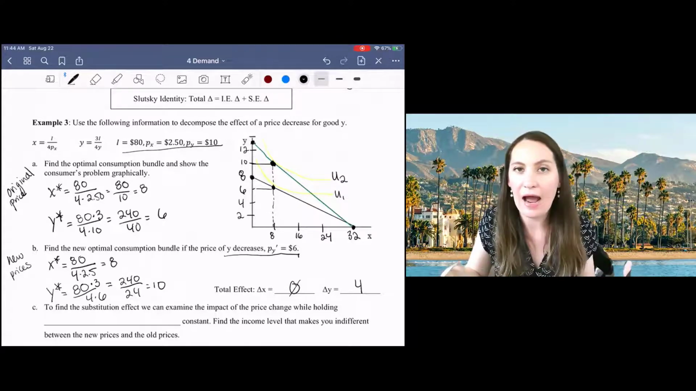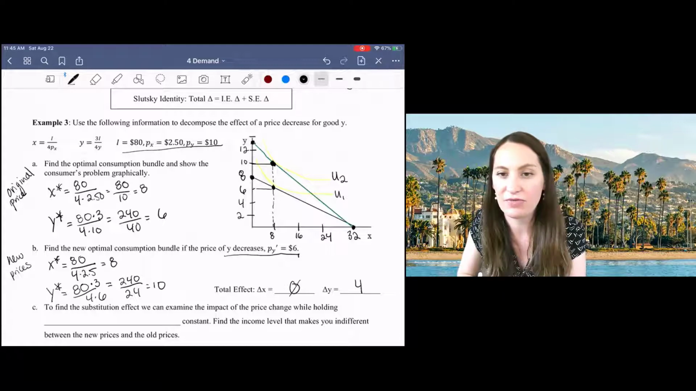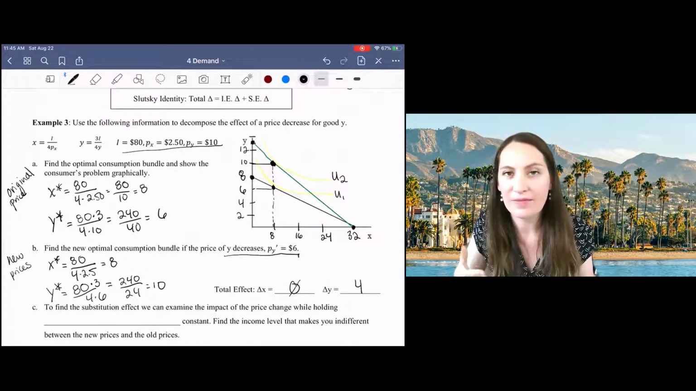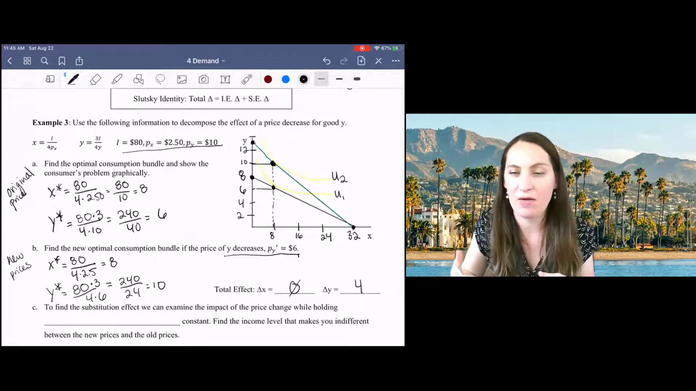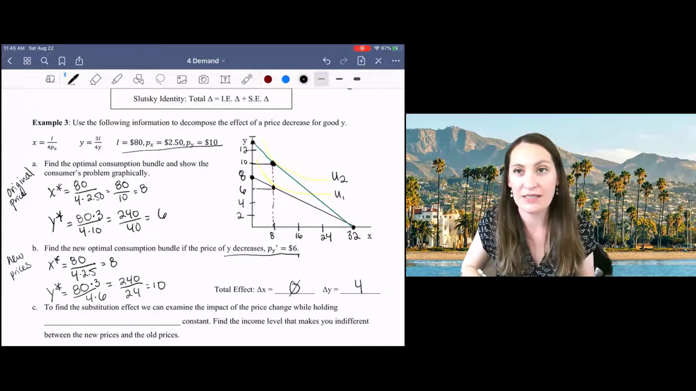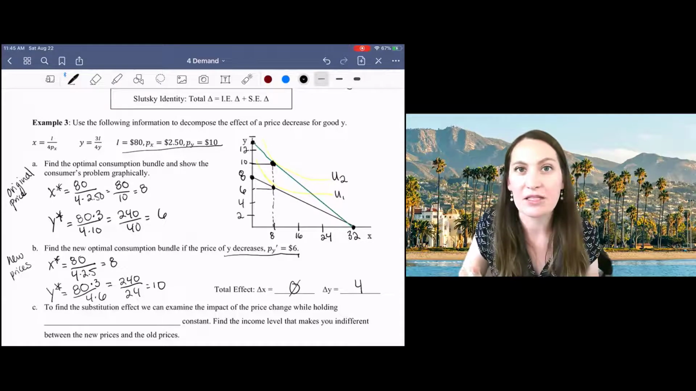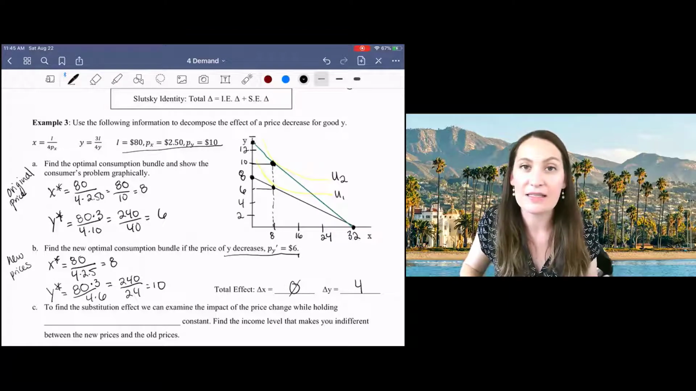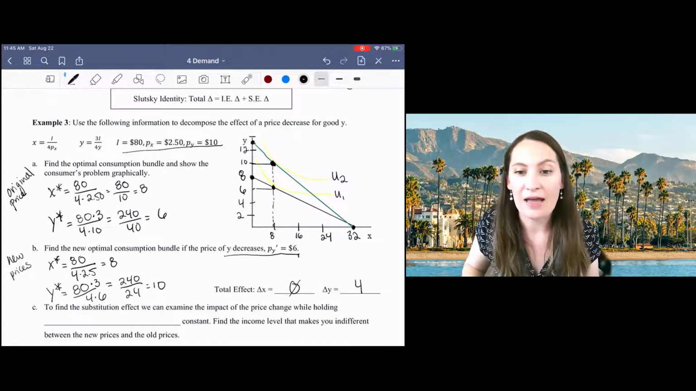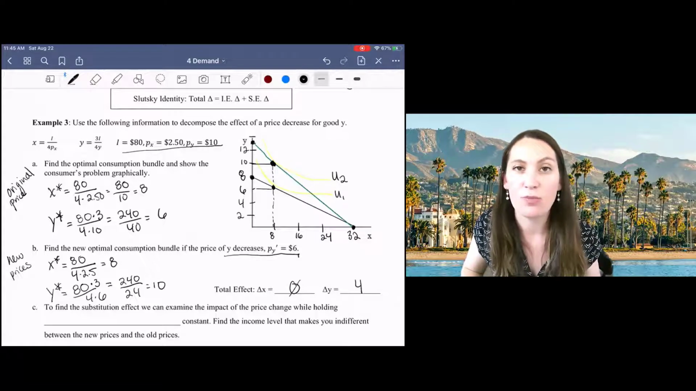All right, so now what we want to do is to think more about how we can separate out our income and substitution effects. Remember that the income effect comes from a change in real purchasing power. So what we want to do is to hold purchasing power constant and just look at the change in relative prices. To do that, what we're going to find is the income level that allows me to still purchase my old consumption bundle, my original consumption bundle, at the new prices.